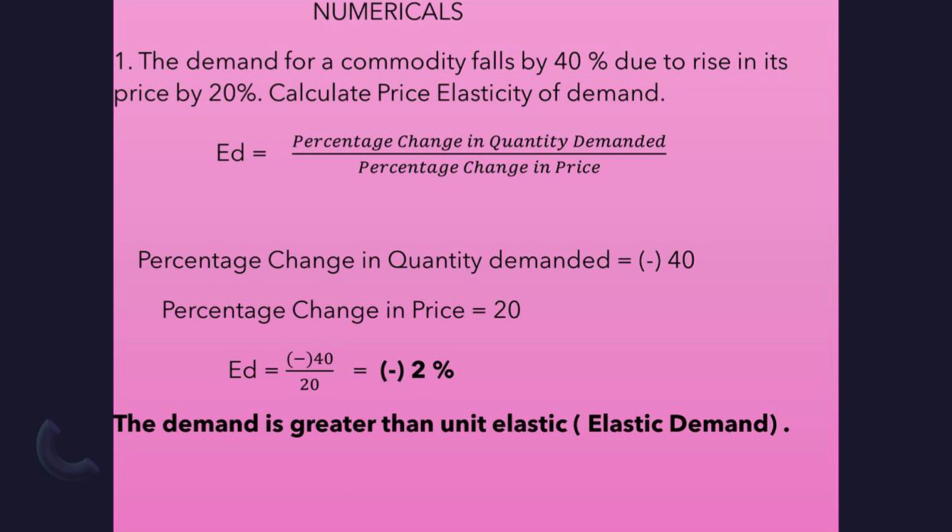And since unitary elasticity of demand is equal to 1, and the numerical formula solved over here gives you 2, the demand is greater than unit elastic over here, that is greater than 1. And when the ED is greater than 1, it is known as elastic demand.